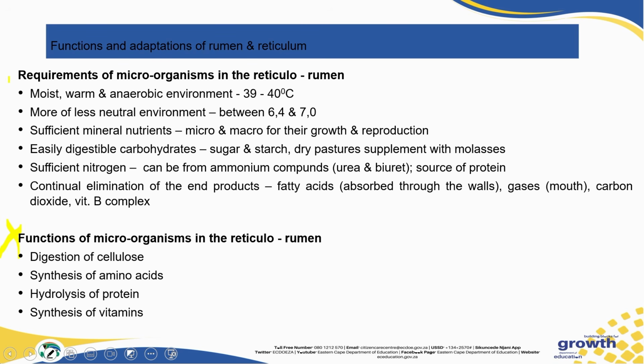When cellulose is digested, the end products of digestion are the volatile fatty acids: acetic acid, butyric acid, and propionic acid. Another end product in the digestion of cellulose is carbon dioxide and methane, that is the gases. The gases escape through belching. When an animal belches, the gases escape, and these end products need to be eliminated.